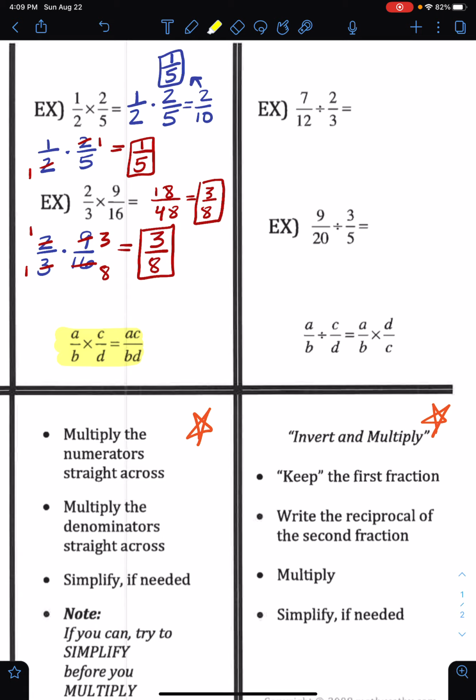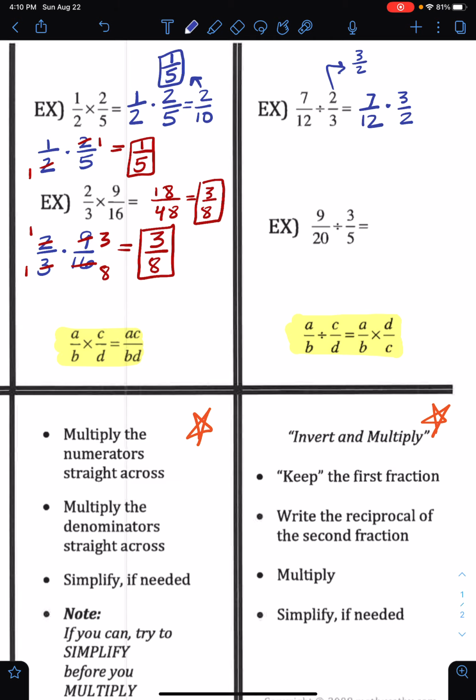When we divide fractions, here is the general rule using variables. It says that a over b divided by c over d is the same as a over b times the reciprocal, which would be d over c. So let me show you what that looks like with numbers. We take the first fraction and multiply it by the reciprocal of the second fraction. Reciprocal means that we are flipping this fraction over.